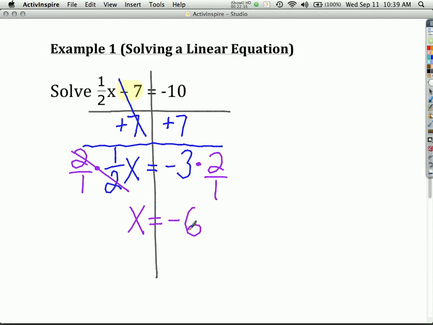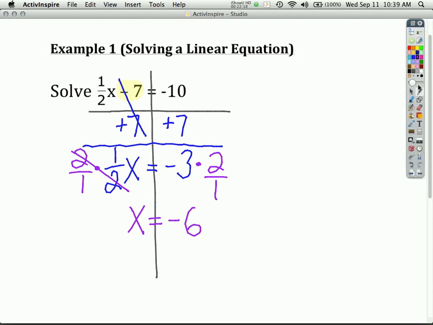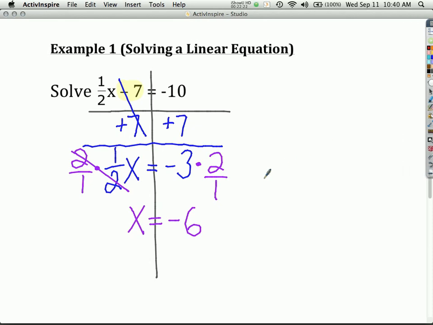Now I want to do a mental check. Before I pat myself on the back and congratulate myself for being so brilliant, I'm going to do a mental check. I'm going to take the -6 and put it right here in place of the x, and I'm going to say to myself, 1/2 of -6 is -3. -3 minus 7, does that equal -10? Yes, it does. So I've done a mental check, and now I can confidently circle my answer and say I'm fantastic.